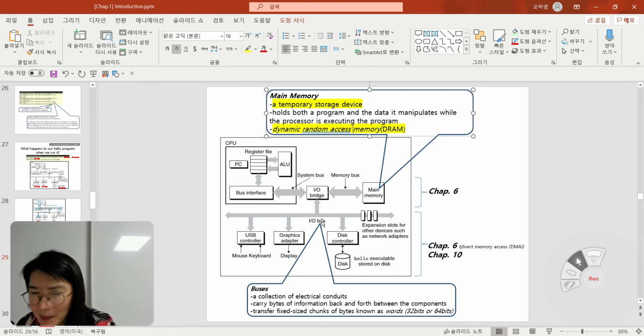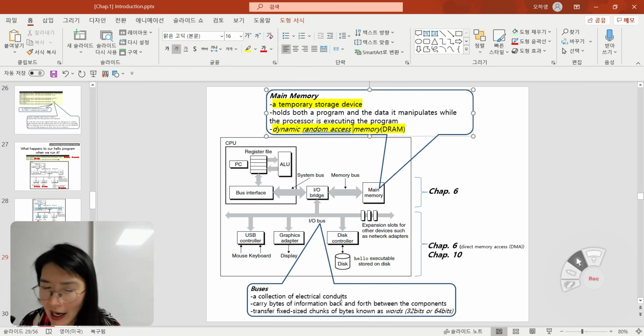And what are buses? Buses are a collection of electrical conduits. So that is the real line, not wireless. The bus is the wired line. So we can deliver the electrical signals, okay? So when you open your own desktop, we can check many kinds of wired buses, all right? So they can carry bytes of information back and forth between the components, back and forth, all right?